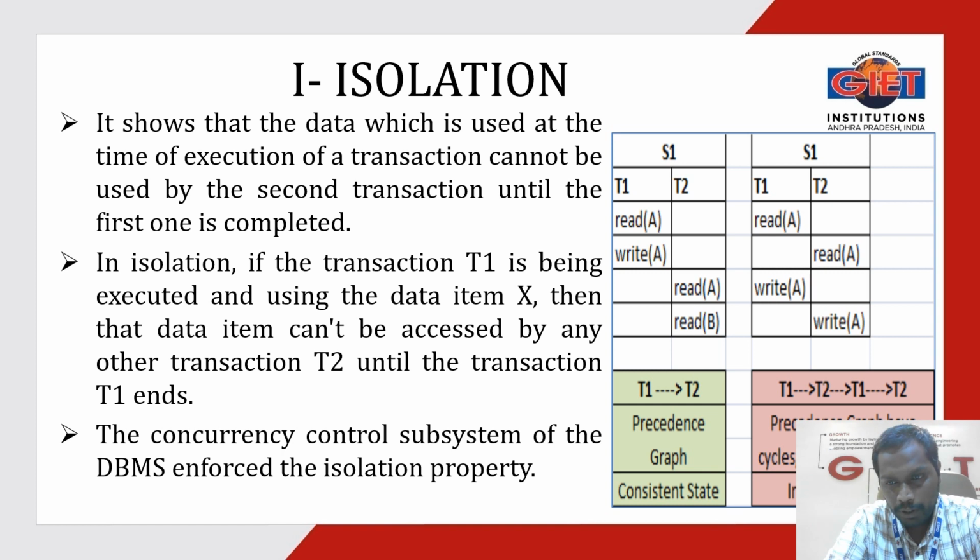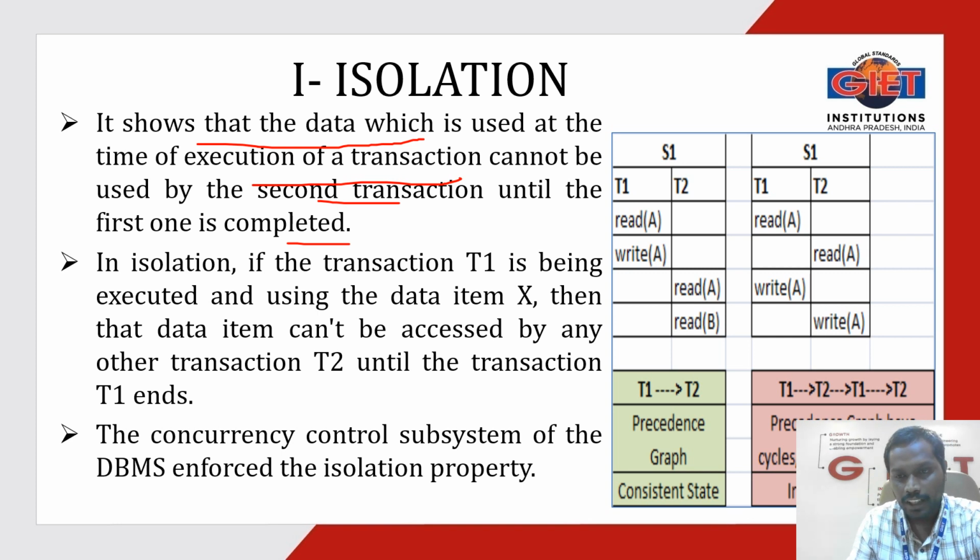So coming to the isolation property, which is the third property in transaction. Here you can see that isolation shows the data which is used at the time of execution of the transaction cannot be used by the second transaction until the first one is completed. You are trying to isolate two particular transactions, because the data items or the set of operations that are performed must be isolated from each other. If transactions make use of the same data item parallelly or concurrently, it leads to an inconsistent state. That is the reason why this isolation property plays a very important role.